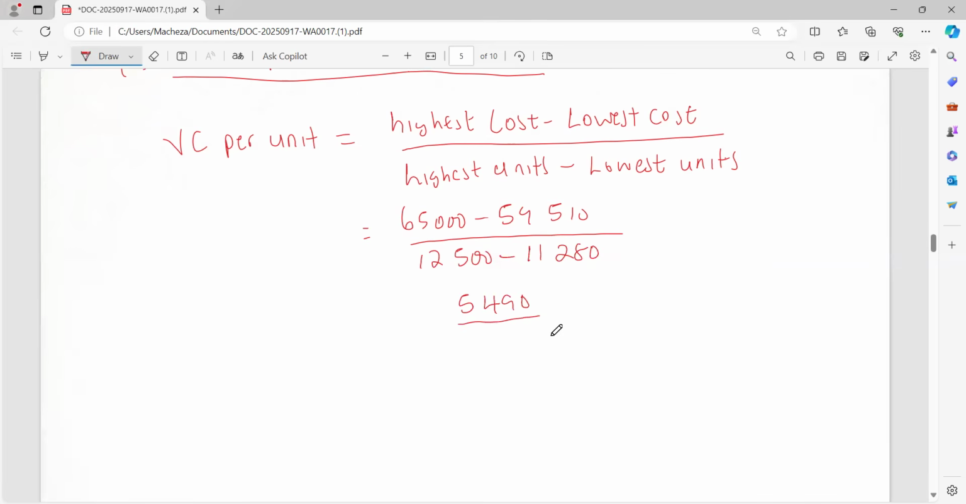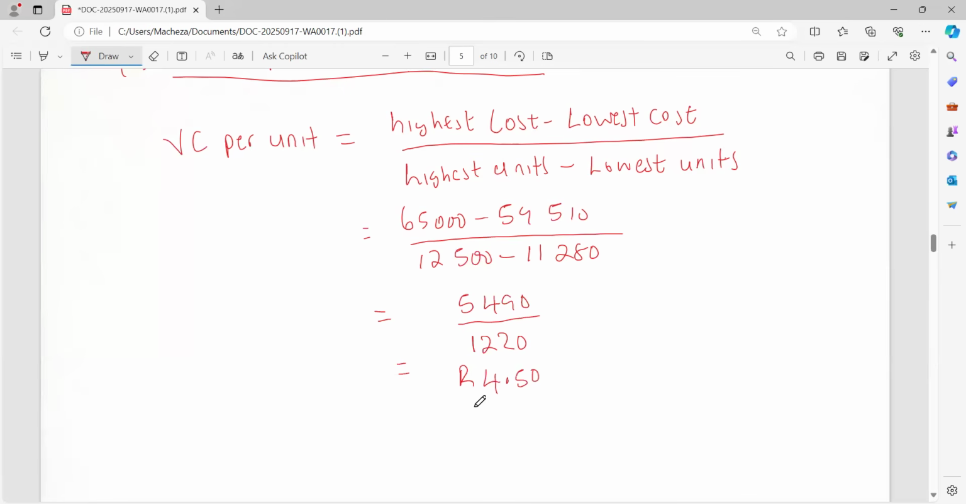$12,000. 1,000. Sorry, 120. 1,000. 1,220. 1,220. Then when we divide, how much? 220. Sorry? How much, when we divide, how much are we going to get there? 4.5. So our variable cost is going to be 450.